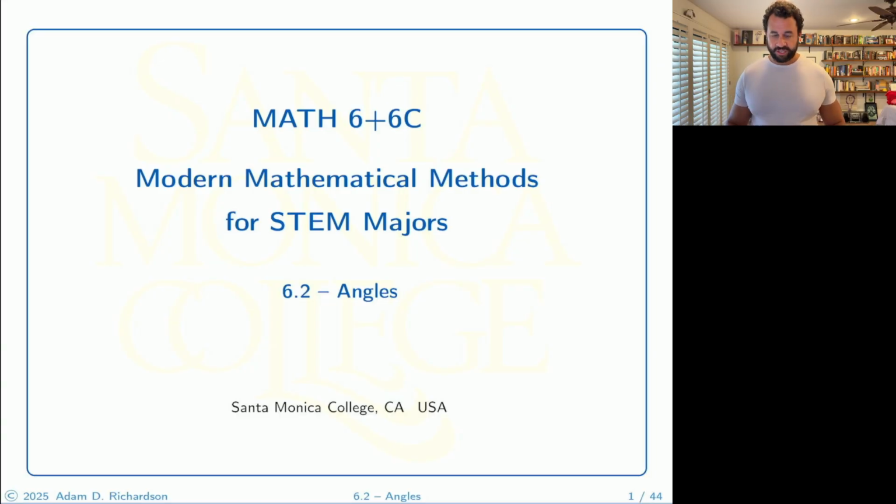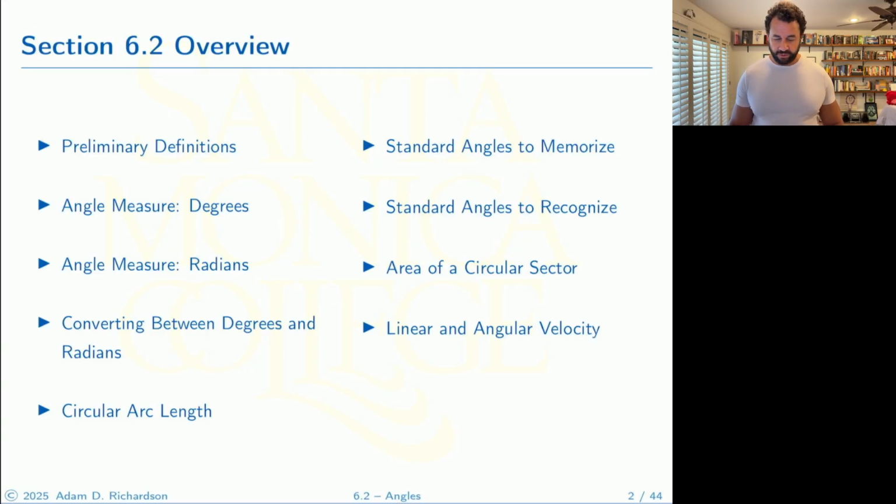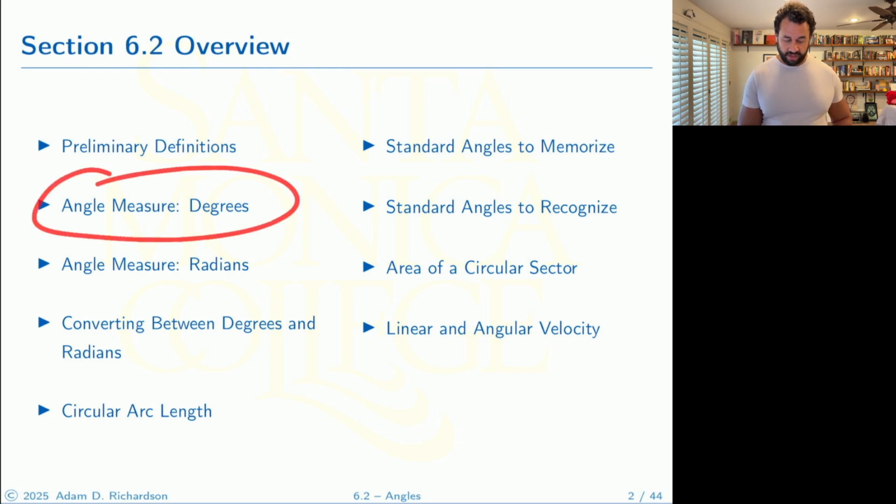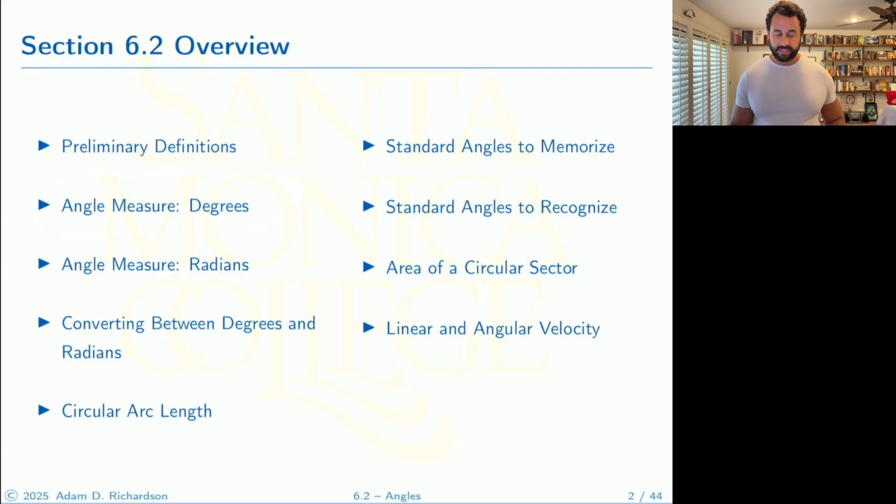All right, so we're on section 6.2. Here's the overview. We're going to go through some preliminary definitions. These definitions are pretty straightforward. You've probably heard them before. Things like what is an angle, what is a ray, so on and so on. We're going to talk about how to measure angles using degrees. Then we're going to talk about how to measure angles using radians. Then we're going to talk about converting between degrees and radians, followed by circular arc length.